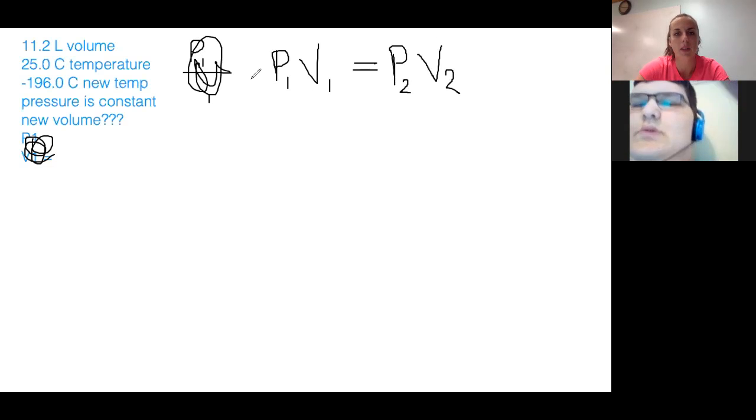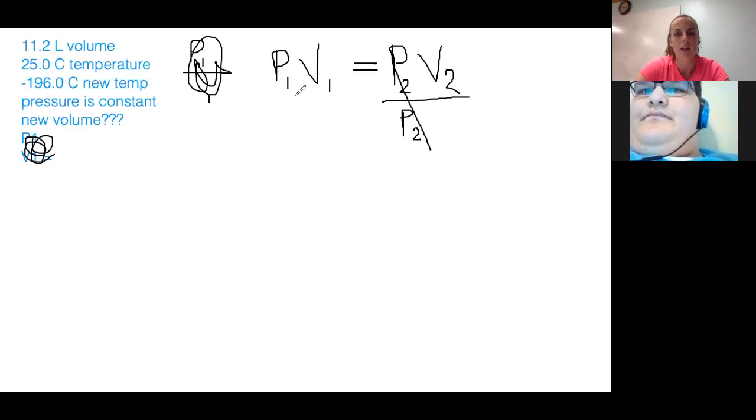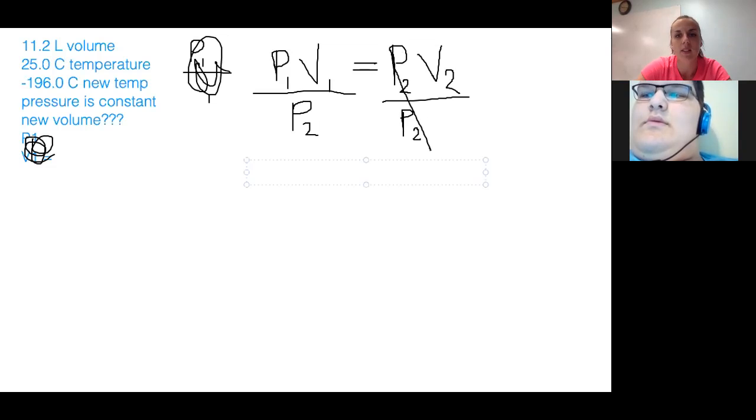So this is your original pressure, original volume, new pressure, new volume. We're solving for new volume. So I'm going to divide this side by the new pressure, and your new volume is equal to pressure times volume divided by new pressure. What am I doing? I'm sorry, I'm doing volume and temperature. I'm going to erase this whole thing and start over. I don't know what is going on with me.